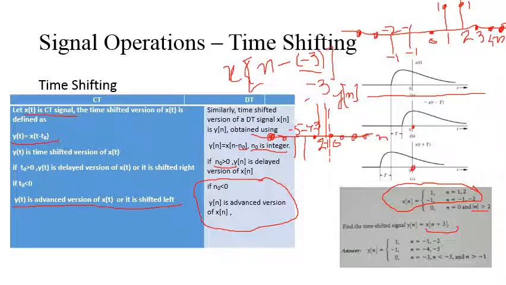So this is the shifted version of x of n, but how many units? 3 units, and also these 3 units are to the left because n naught, if I compare with the standard equation, I get minus 3. So if n naught is less than 0, that means we are shifting it to the left. Okay, so we can say that y of n is the advanced version of x of n. Okay, so this is how you do it. I hope this gives you understanding.